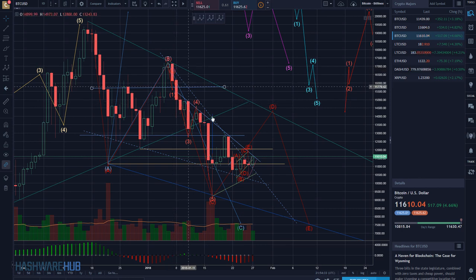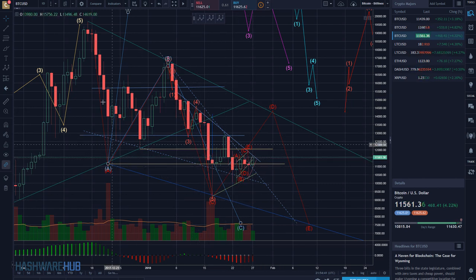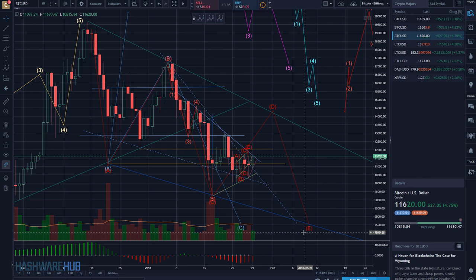So remember, we have a smaller triangle inside of a larger triangle, and then we have other resistance lines too. This is the A, B, C, D, E of the larger triangle or larger bullish flag. And then there's another A, B, C. Where did it go? I guess I must have erased it. Anyway, there's another A, B, C, D, E for the smaller triangle. It's not here, but E should shoot off from there.